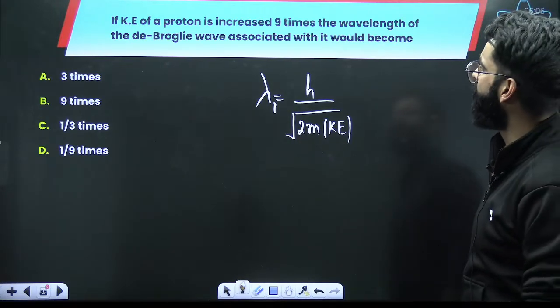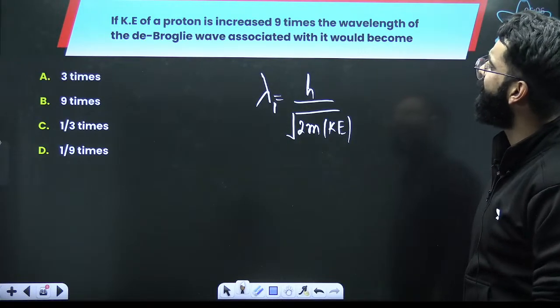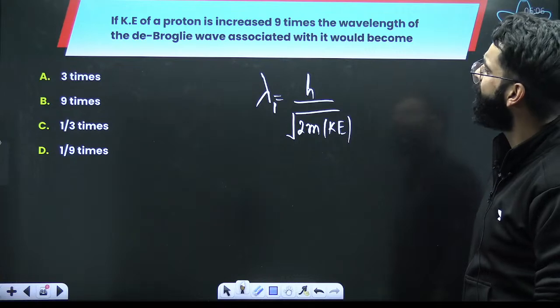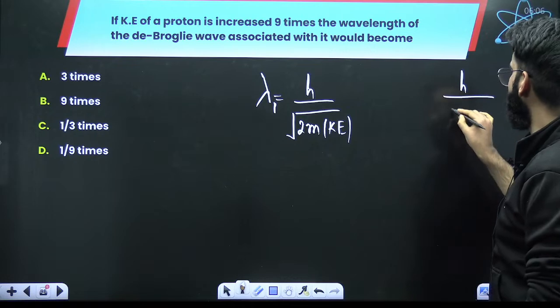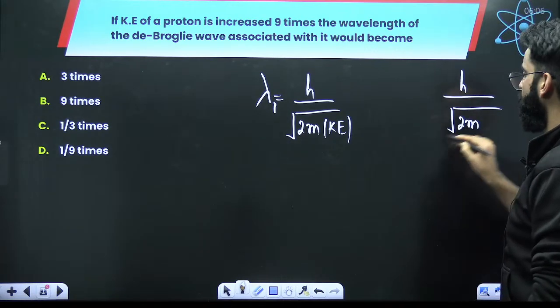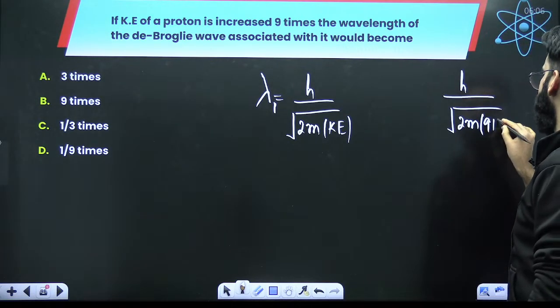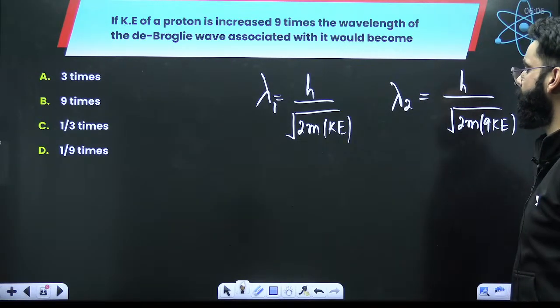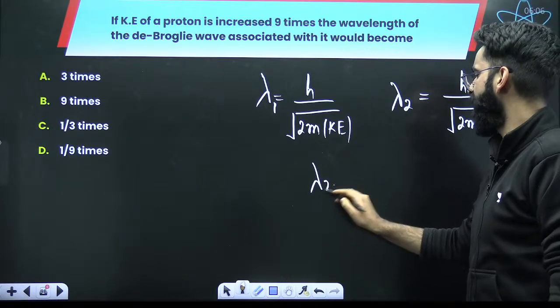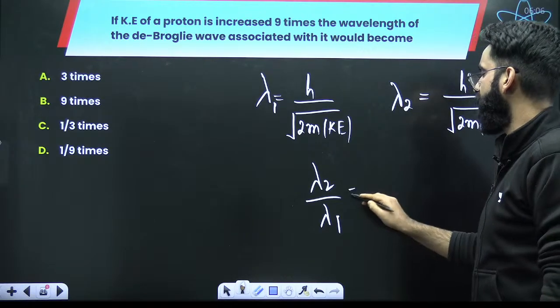Now, as per the question, we are increasing the kinetic energy of the proton 9 times. So instead of KE, I am writing 9 times kinetic energy now. Let's assume the de Broglie wavelength associated now is lambda 2. Calculate lambda 2 divided by lambda 1.